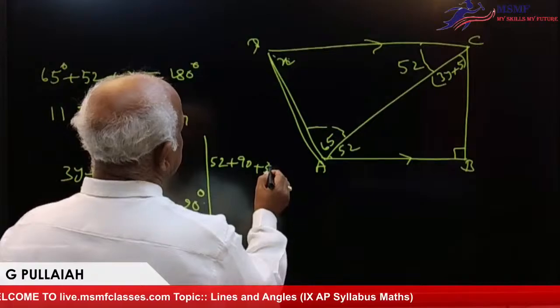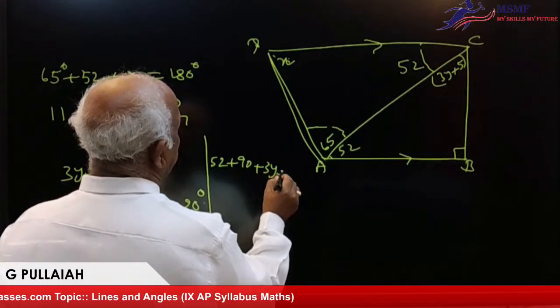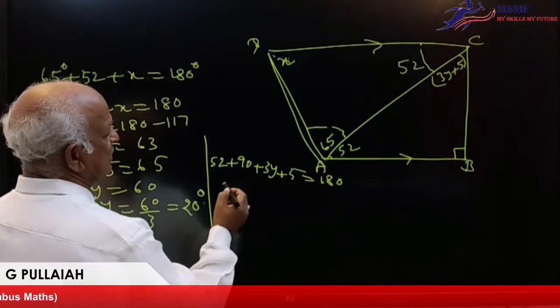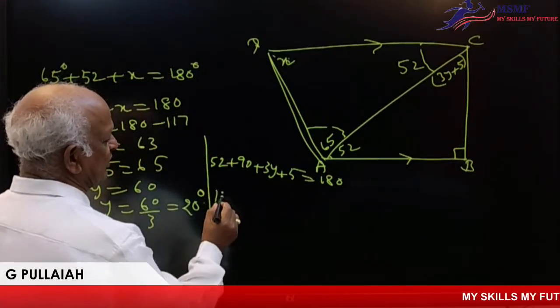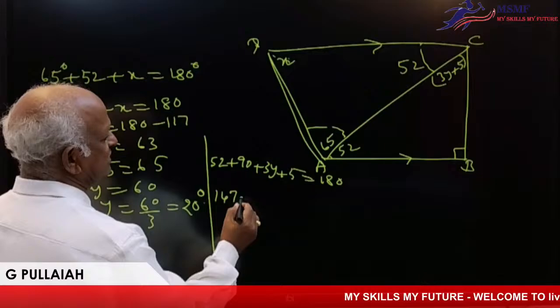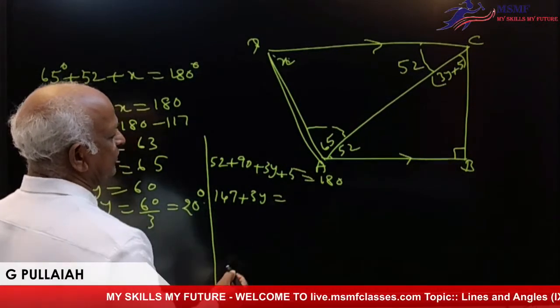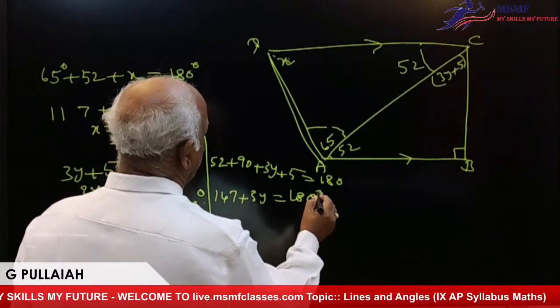This is 3y plus 5, that is equal to 180 degrees. So now here this is 147 plus 3y is equal to 180 degrees.